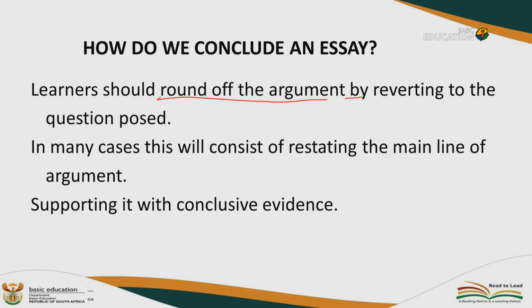Right. How do you do that? In many cases, this will consist of restating the main line of argument. You restate your main line. Remember what your main line is? Your main line was to explain various forms of international response that led to the fall of apartheid in the 1980s. Now, you revert back, which means you go back to your argument to show that you are now closing off, right, with conclusive evidence.